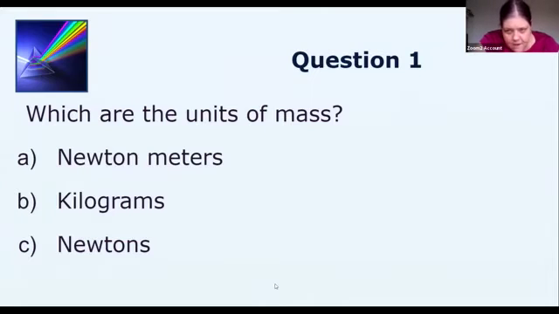Okay, about half of you have answered. So what's the unit for mass? If you're a little bit twitchy with this one, I'll give the clue that there's mass and weight and they're both different things. They're linked, but they are different.